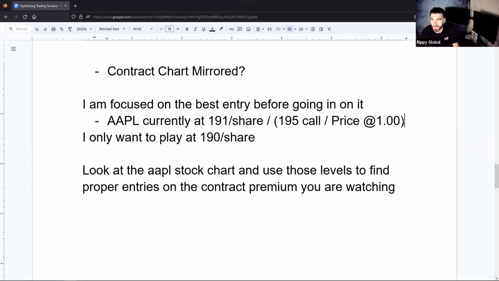So for Apple, when the Apple stock is at 191 a share, the 195 call, and let me actually do this so it looks better for you guys, the 195 call is at $1, aka $100 a piece. You only want to enter this contract, the 195 call, when Apple stock hits 190 a share, aka it drops $1 in share price. When looking at the contract chart, you notice, okay, last time Apple was at 190 a share, the contract, I'm going to type this up real quick.